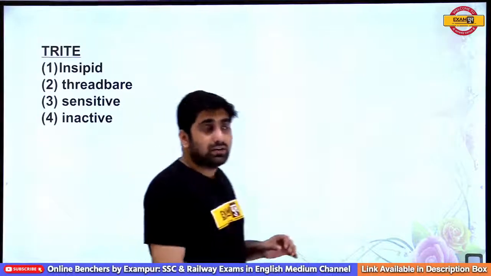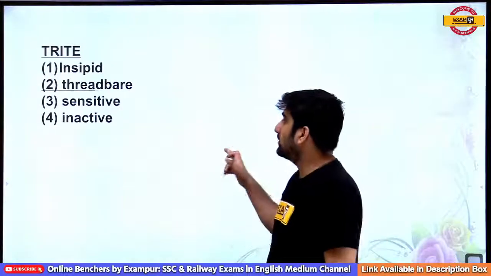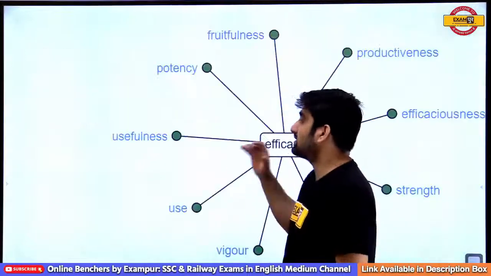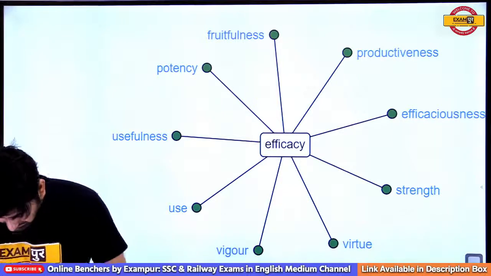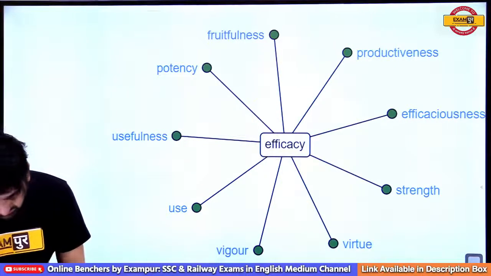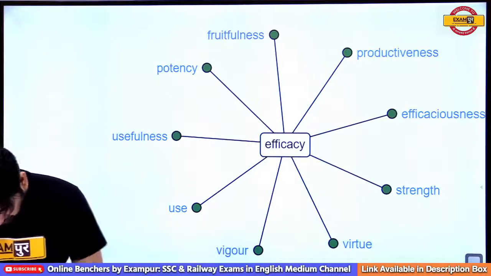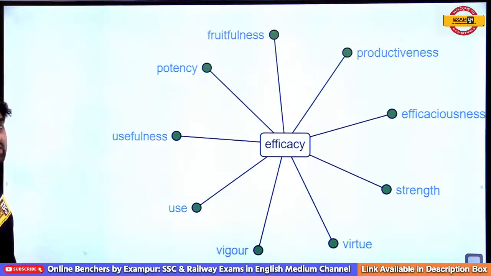ट्राइट का करेक्ट सिनोनिम आपको चुनना है एंड दैट विल बी थ्रेडबेयर. ओके, एंड दिस इज हाउ द करेक्ट आंसर विल बी थ्रेडबेयर. ऋषभ गरिमा, थैंक यू सो मच. आंसर बिल्कुल करेक्ट है. अगला वर्ड है इफिकेसी.